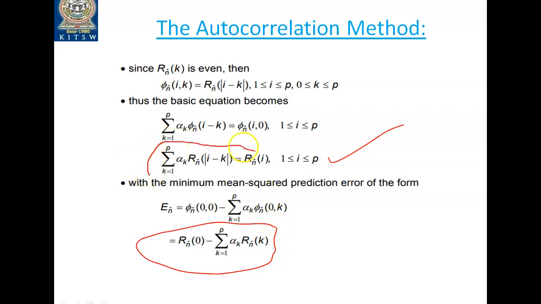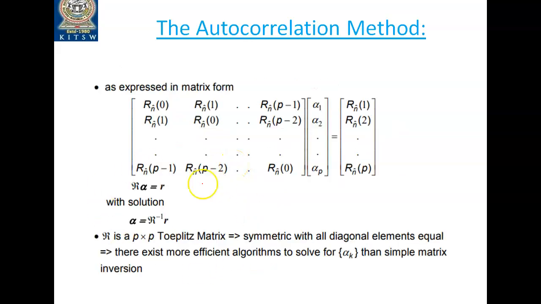Now if you want to write the matrix form, that is Rn of 0, 1, 2 up to p, because i is taking values from 1 to p, and we get alpha k as the column matrix, and this is Rn of i minus 0, that is 1 minus 1, 1 minus 2, 1 minus 3, like that, we can see in the next slide. So this is the P cross P matrix, and this is a column matrix, this is also a column matrix. The whole matrix I am representing as a capital R. This is alpha, this is small r.